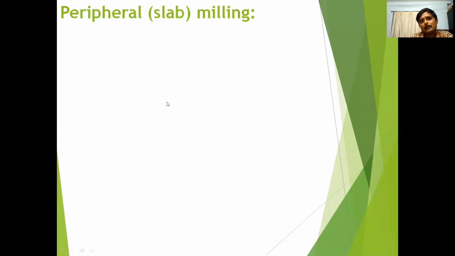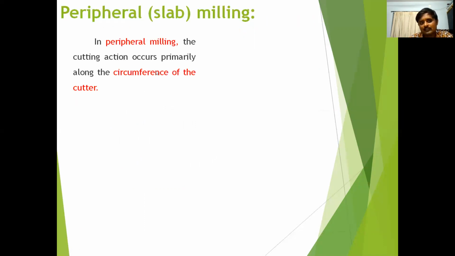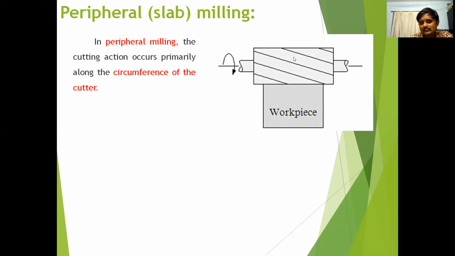First we will see peripheral or slab milling. In peripheral milling, the cutting action occurs primarily along the circumference of the cutter. Here this is the milling cutter and this is the work surface. In this type of milling, the cutting action occurs along the circumference of the cutter. So the material is removed by the cutting tools which are situated at the circumference of the given cutting tool. This is the milling cutter.